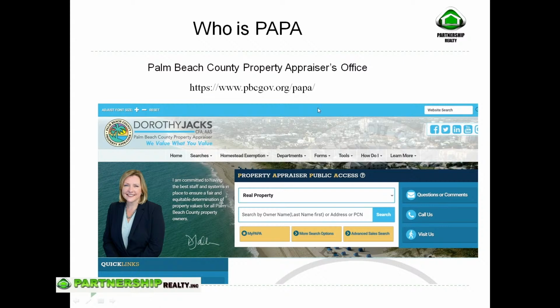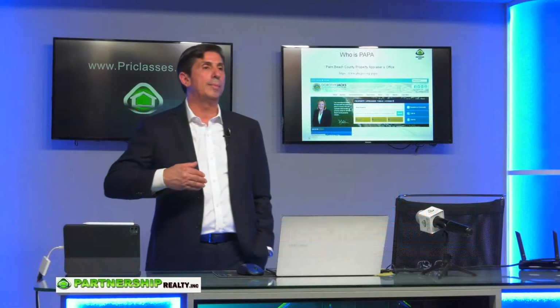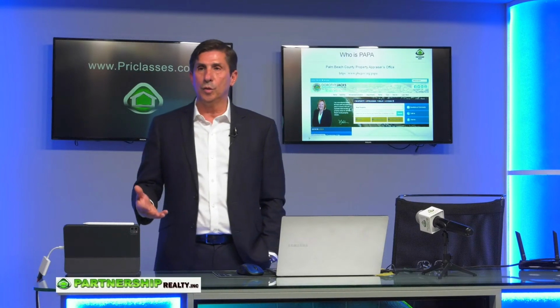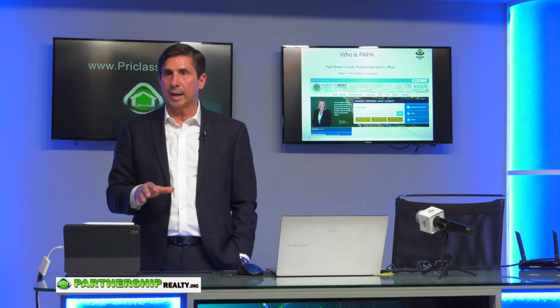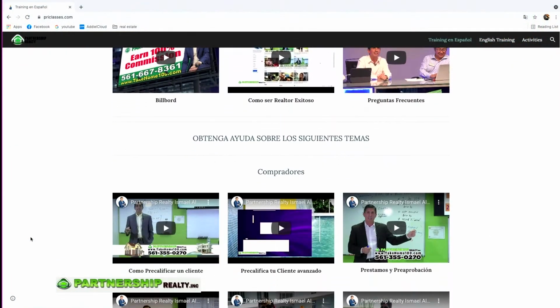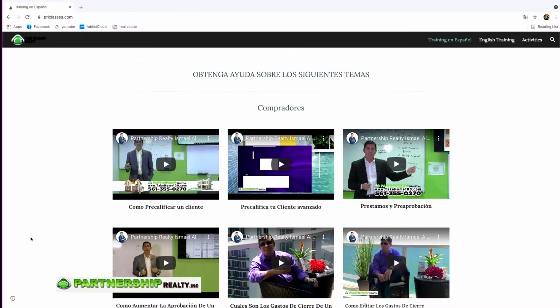So you'll go to www.pbcgov.org/PAPA. Now guys, you don't have to write any of this down, because these classes are all recorded. You're just going to go right into priclasses.com, and you're going to be able to watch this class over as many times as you want and get all these sites. They're all there for your convenience, okay? So this is what it looks like here at Palm Beach County.